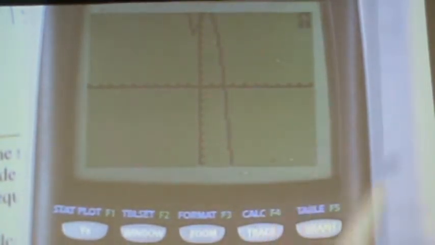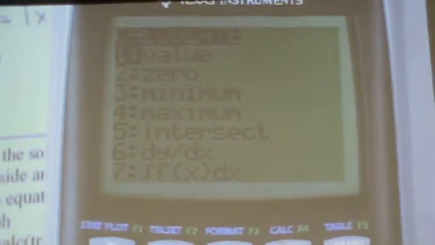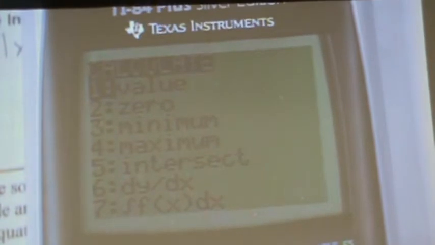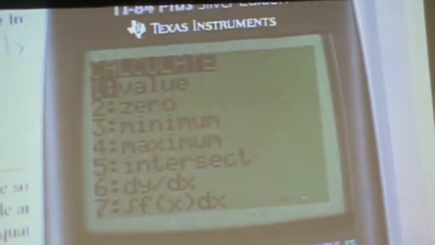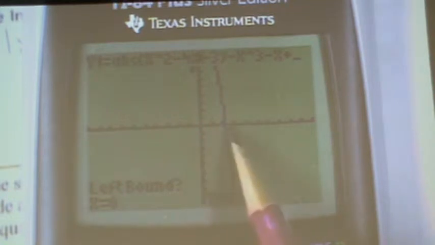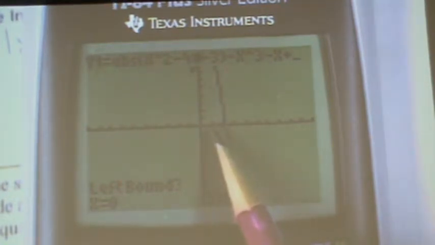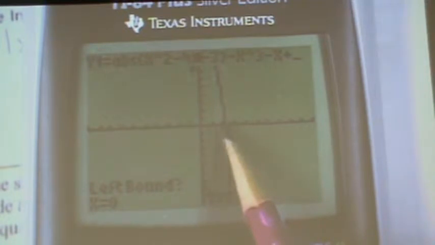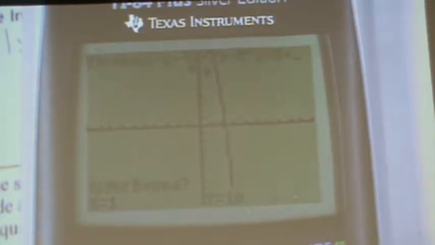So you're going to hit second calc and go to 0. Now we're looking for the 0. So go to 2 and hit enter. Now for this one, they're asking you for some boundaries. Here's my solution right here. I need a number to the left of that number. I'm going to use the number 1. So type in a 1, hit enter.